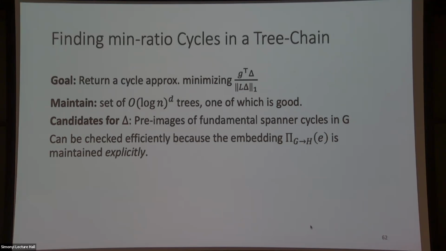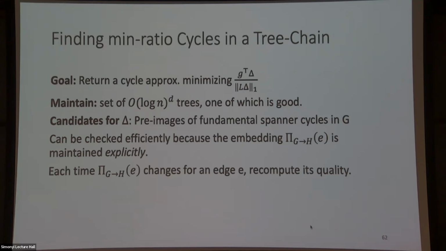Okay. The good thing is, as these trees change slowly, you can explicitly check these fundamental cycles because you have these explicit embeddings. Right? You look at the explicit embedding. Every time some embedding changes, I'll just check. That's it. I don't have to check all of them all the time. So every time an embedding path changes, we'll compute its quality, and if it's good, then you found a good solution.